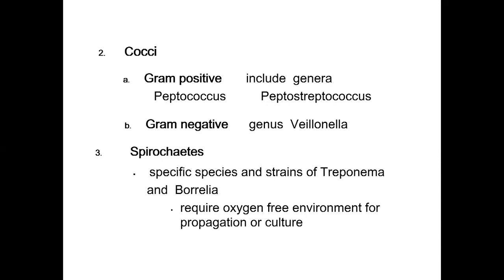These spirochetes, there are some specific species and strains of a genus known as Treponema and Borrelia, another genus, and these require an oxygen-free environment for propagation. And some of these are also culturable, but all in all, most spirochetes are not culturable, but these specific species, when they are being kept in the laboratory, require an oxygen-free environment. And should one encounter the culturable ones in this group, they will be incubated in an environment that is free of oxygen or air. Air contains oxygen.